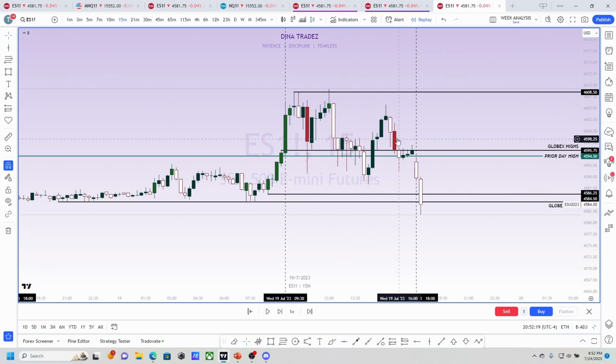So that's why Wednesday was so challenging, because of all this choppiness. It took liquidity here, it came down, it took down there, and then it went back up, and then it went back down. It's choppy. It's not an ideal day to trade.